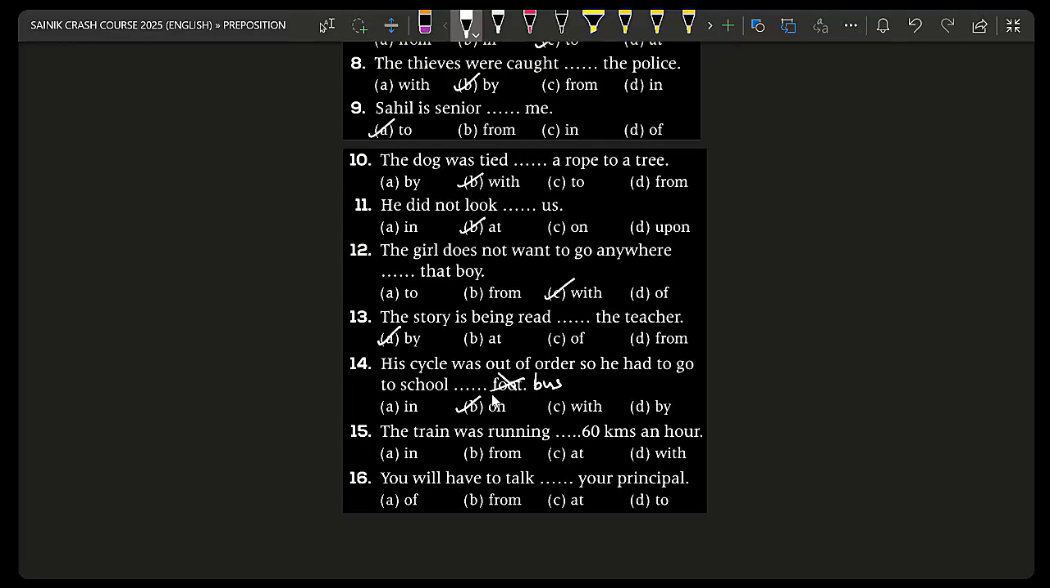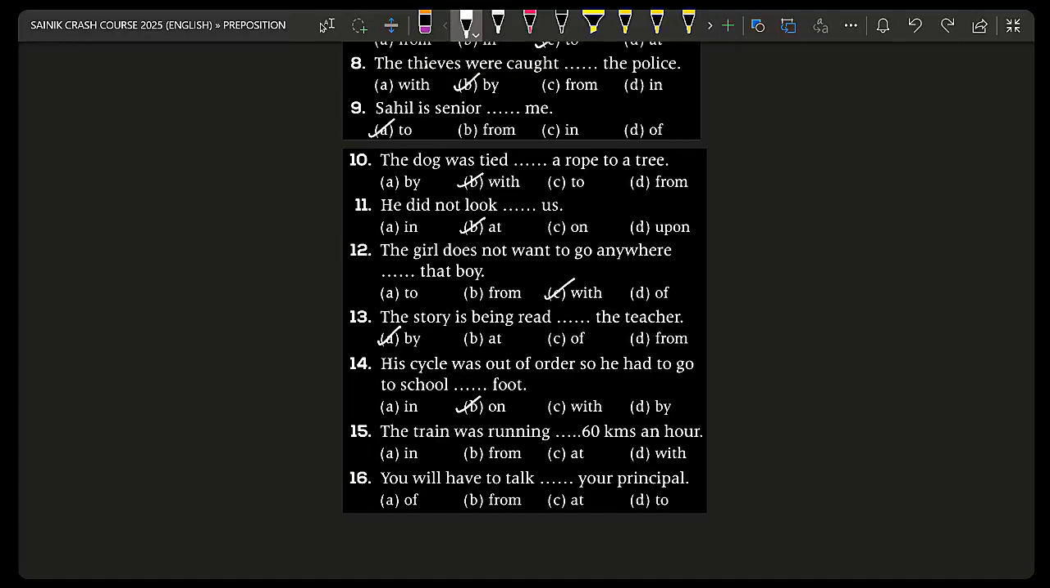Wrong answer. So then, for "by": yes, for bus and means of transport, you should use "by". And train, etc. You should say "by". Okay. Next question, 15th one.